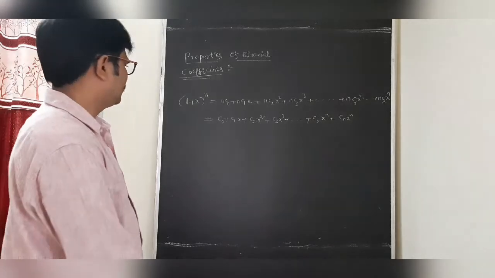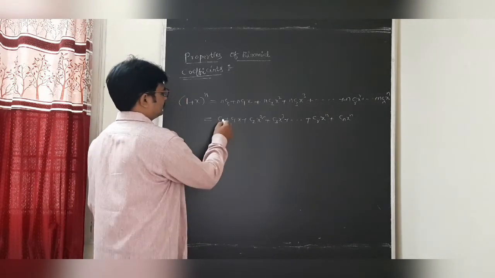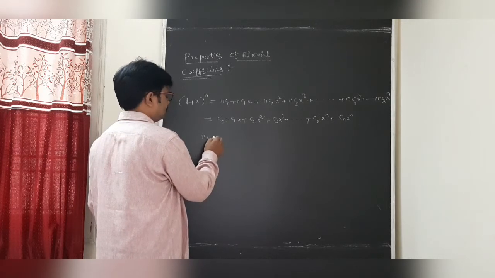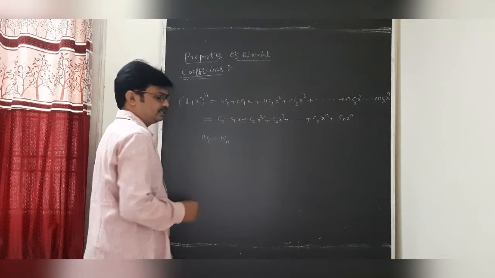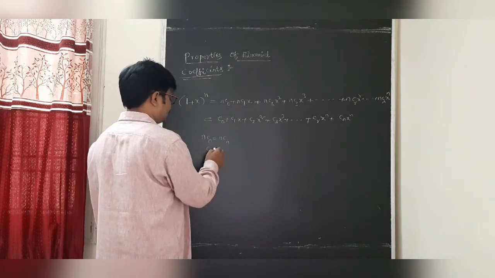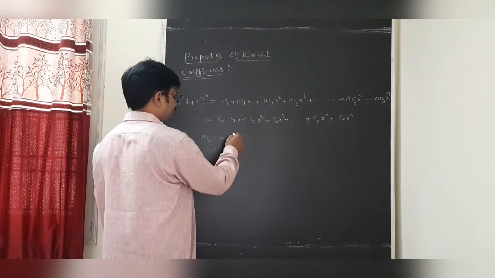Dear students, now we know the C0 value. What is C0? nC0. We know that nCr is nC(n-r). So simply it can be written as C0 equals Cn. Both are equal to 1.